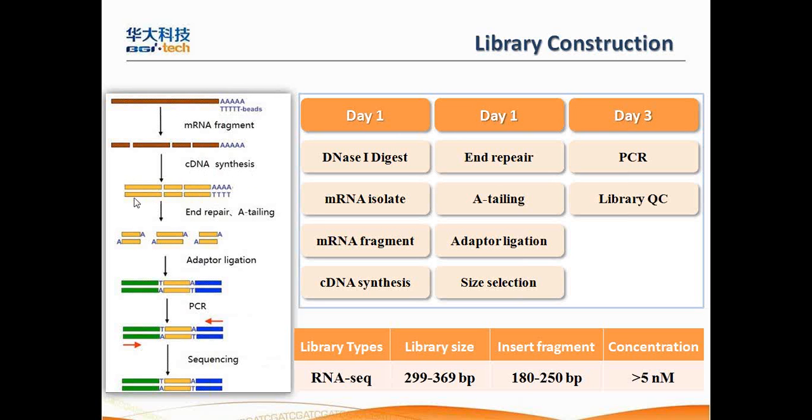synthesis to get this double strand one, and then we will cut it. We will repair the end and put an A on each tail, and then do the ligation to adapter. And after that, we will do the PCR amplification. And after all these steps, this library is ready for sequencing.